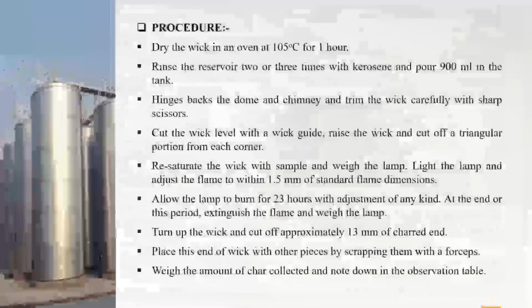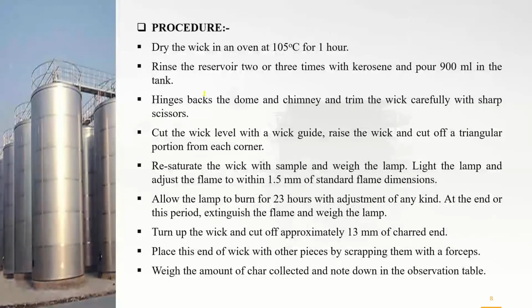Now this is the procedure to do this burning test. Firstly, we will dry the wick in an oven. Then rinse the reservoir 2 or 3 times with kerosene and pour 900 ml in the tank. Now hinge back the dome and chimney and trim the wick carefully with sharp scissors. This is the specified dimensions of the wick. Now cut the wick level with the wick guide. Raise the wick and cut off a triangular portion. This will give the shape and size of our wick.